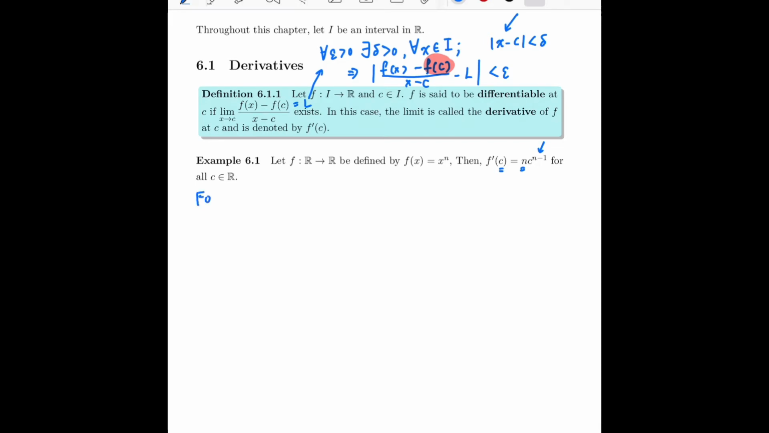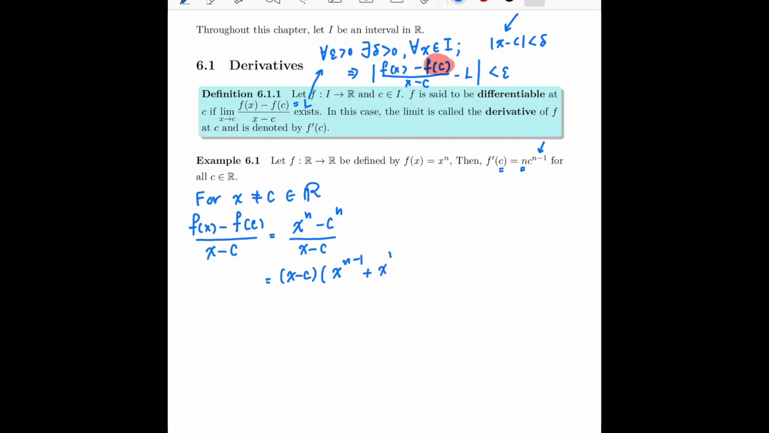We let x be not equal to c first, and c is any real number, then you can calculate the quotient (f(x) - f(c)) / (x - c). This is simply (x^n - c^n) / (x - c). On the top, x - c is a factor, and the other factor is x^(n-1) + x^(n-2)c + x^(n-3)c^2 and so on, up to x c^(n-2), and the last one is c^(n-1), still over x - c.